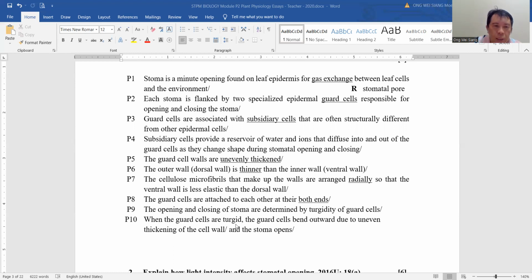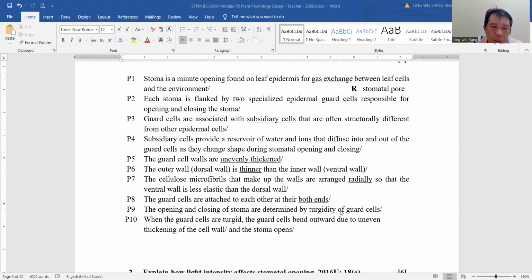The guard cells are attached to each other at both ends. You cannot just say attached to each other, because if they were attached to each other, they would combine together. Then the opening and closing of the stoma are determined by the turgidity of the guard cells. The turgidity of the guard cells controls the opening and closing of the stoma.